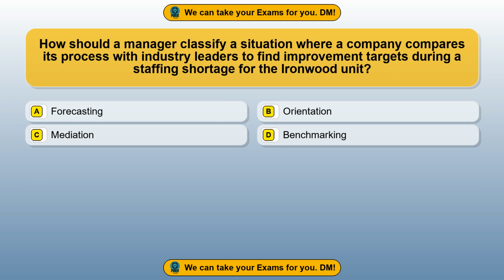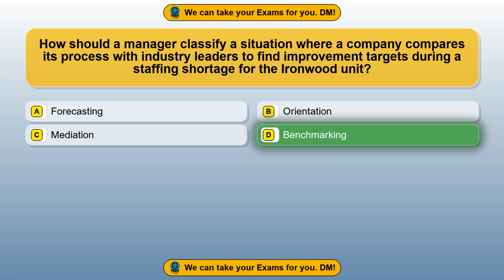Question 31. How should a manager classify a situation where a company compares its process with industry leaders to find improvement targets during a staffing shortage for the Ironwood unit? Option A, forecasting. Option B, orientation. Option C, mediation. Option D, benchmarking. The correct answer is option D, benchmarking.